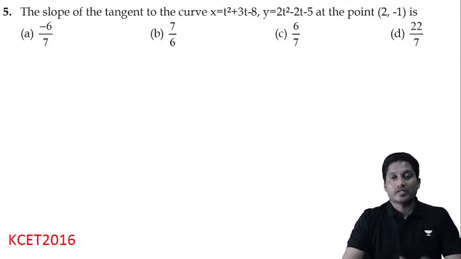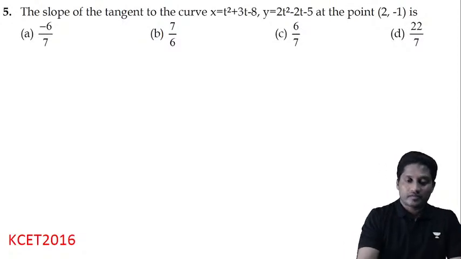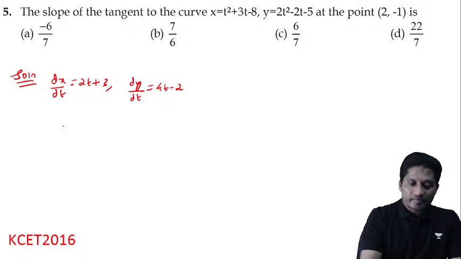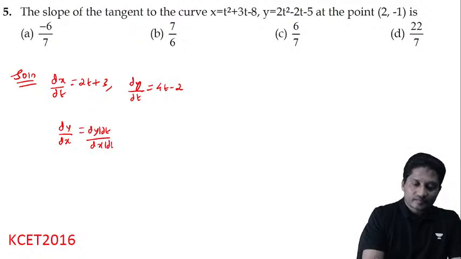Slope of the tangent to the curve at the point (2, minus 1). First I'll use parametric differentiation and find the slope dy by dx. dx by dt is equal to differentiation of t square, which is 2t, plus differentiation of 3t, which is 3. dy by dt is equal to differentiation of 2t square, which is 4t, minus differentiation of 2t, which is 2. Now dy by dx is equal to dy by dt upon dx by dt. dy by dt is 4t minus 2, dx by dt is 2t plus 3.